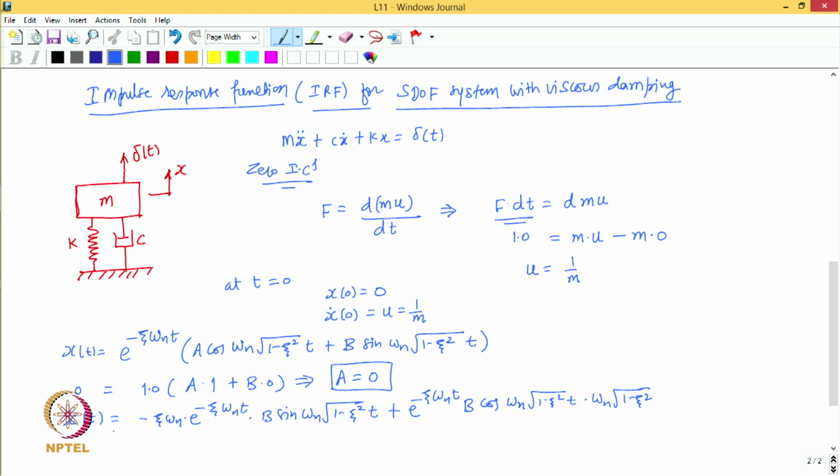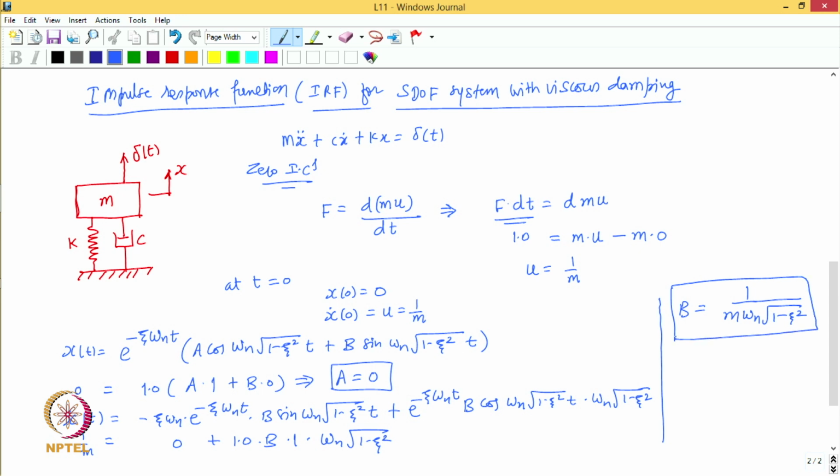So, let us apply the condition on velocity. x dot at t is equal to 0 is 1 by m. This would be 0 at t is equal to 0 plus, at t is equal to 0, this is 1 into b into 1 into omega n under root of 1 minus zeta square. So, this leads to the constant b equal to 1 upon m omega n under root of 1 minus zeta square. That is the value of the second arbitrary constant.